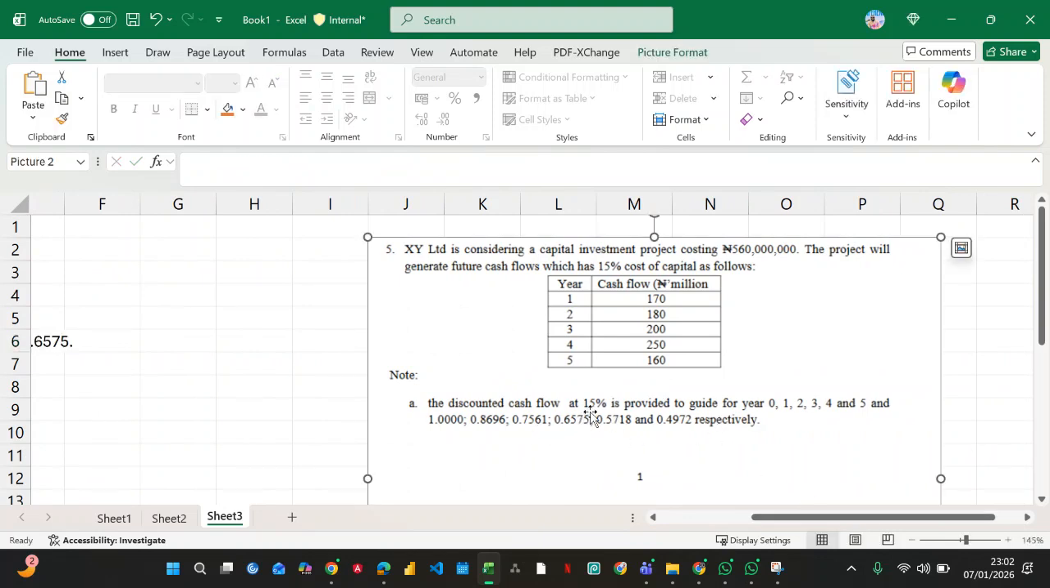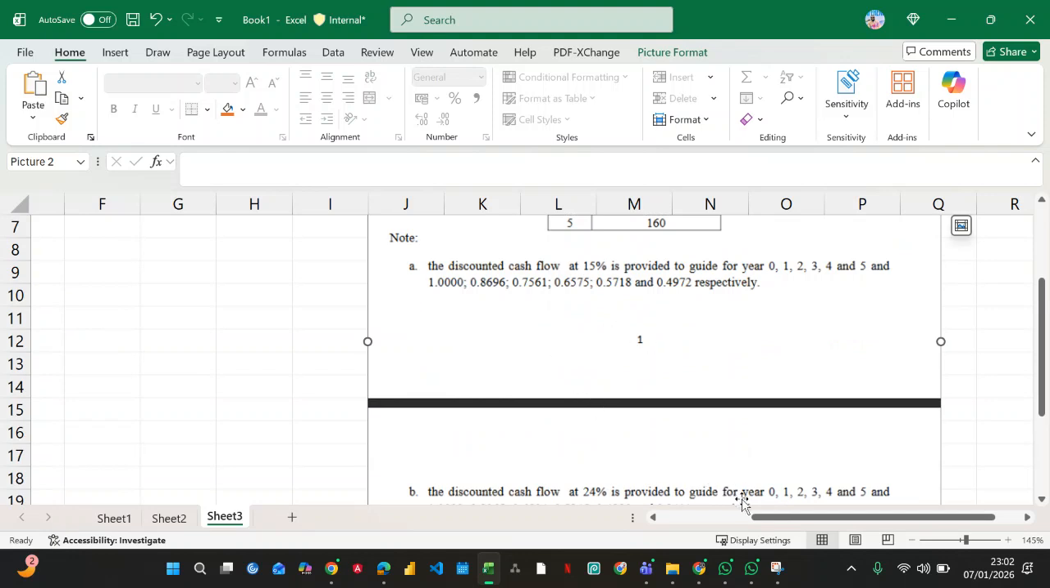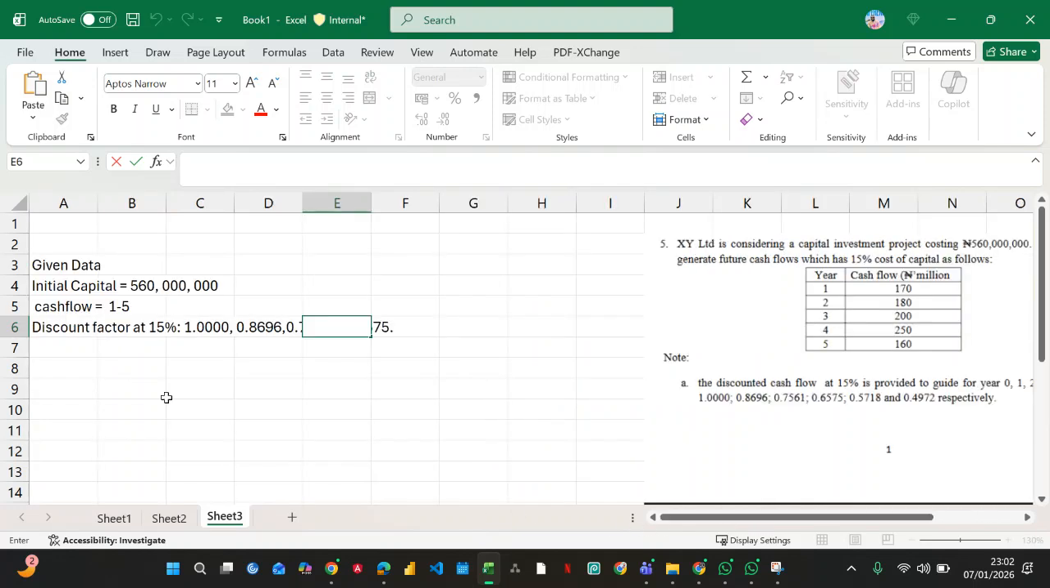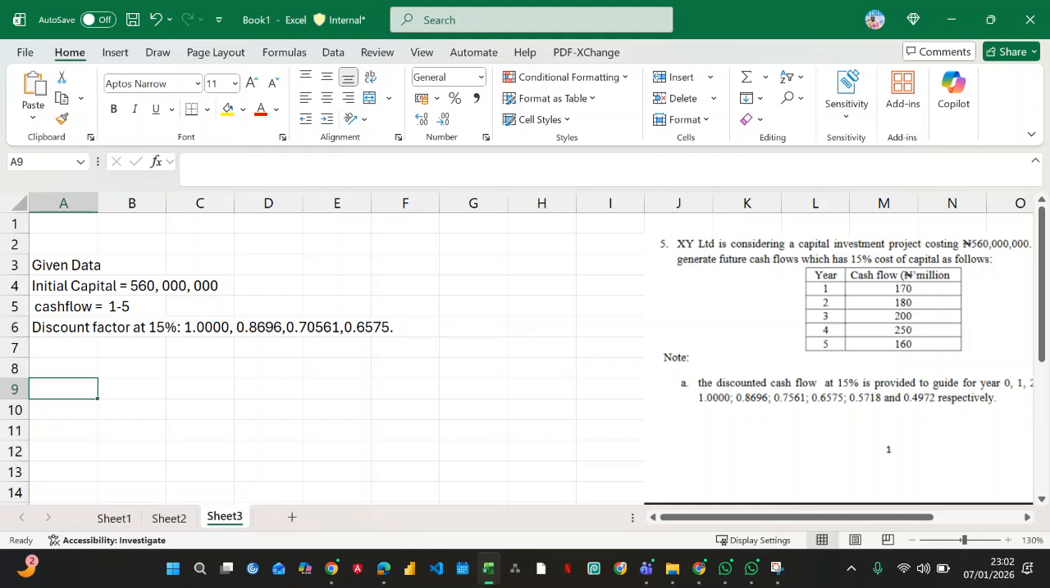This is when I was copying. Is it the same thing? 5, and then we have 0.05. So you just put these values here. Let us move on.